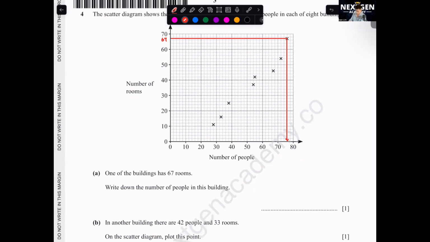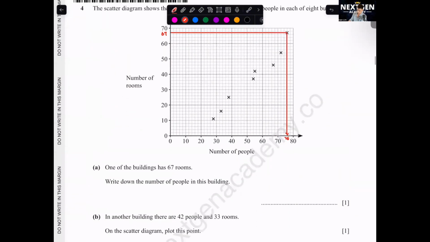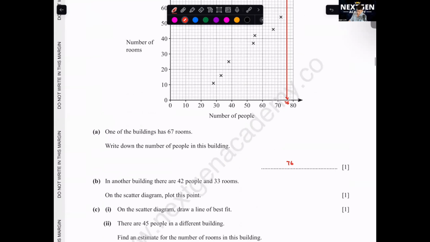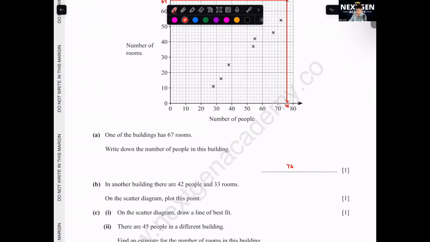No, read carefully. 3 boxes. This is 76. Okay, the first one is 76. Gotta read carefully.